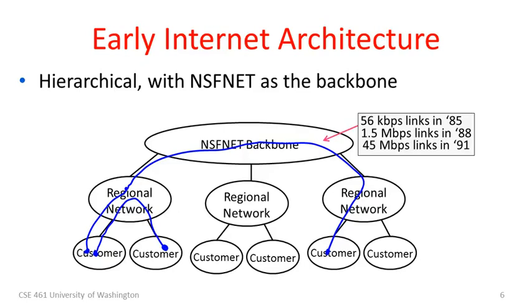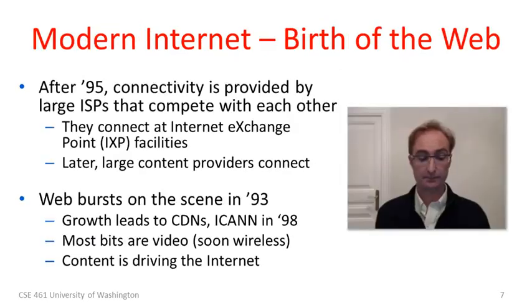The growth in the size of the network is also reflected in the growth of the networking technologies, the speed at which individual links run. You can see here that the links of the network started at 56 kilobits per second when it was first commissioned in 1985. They rose 3 years later. They were replaced with 1.5 megabit per second links. And then only 3 years later again, 45 megabit per second links were folded into the backbone. So this is 3 orders of magnitude increase in speed in 6 years. The internet was really moving along.